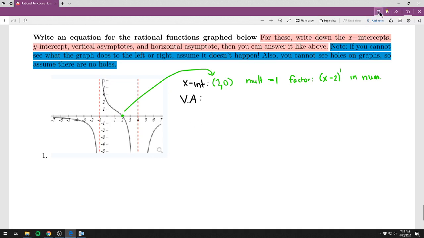Here we have 2 vertical asymptotes. They will be given as dashed lines because you can't actually know from the graph if it's perfectly there. So we got x equals -1 and x equals 4 are our vertical asymptotes. At x equals -1, they're going opposite ways. One's going down and one's going up as we go to the left and to the right. So its multiplicity is 1.